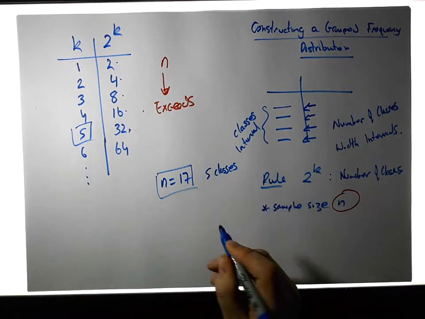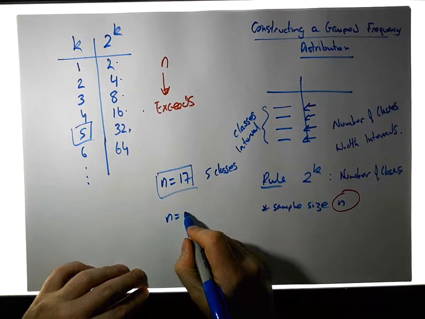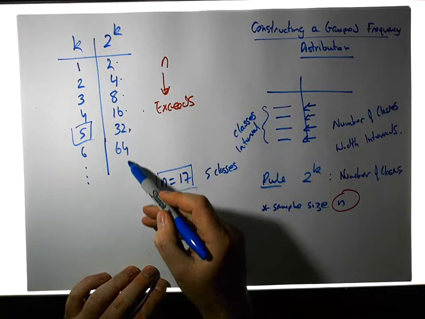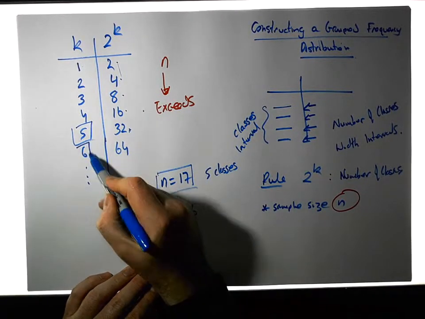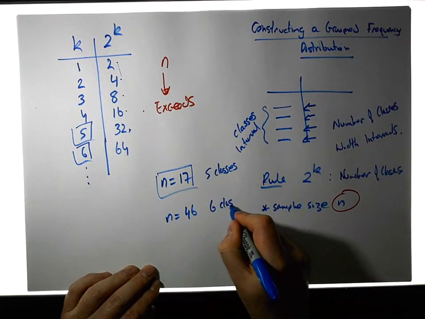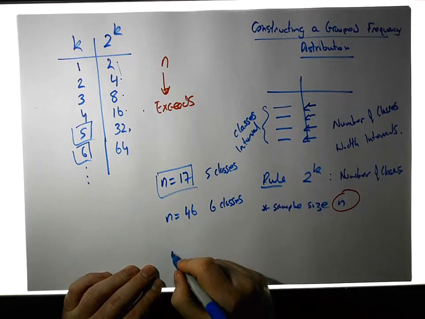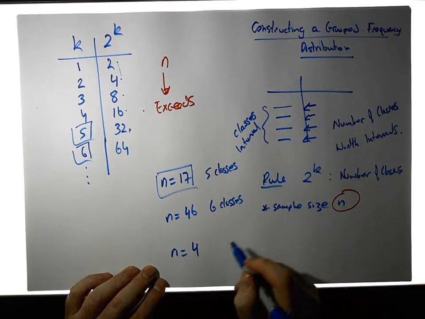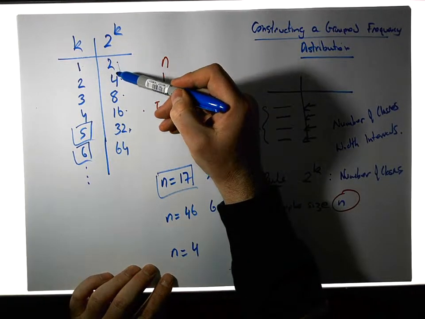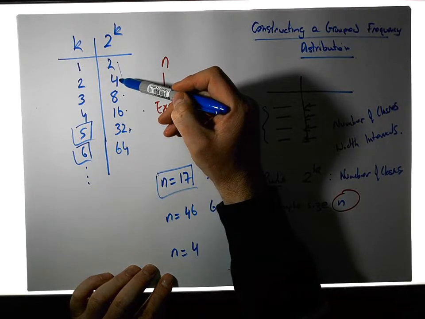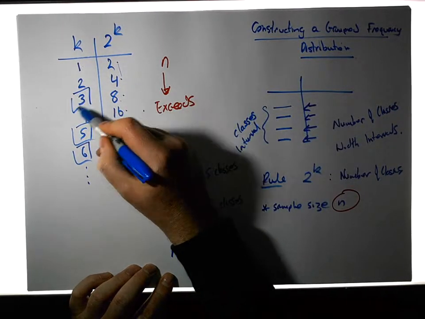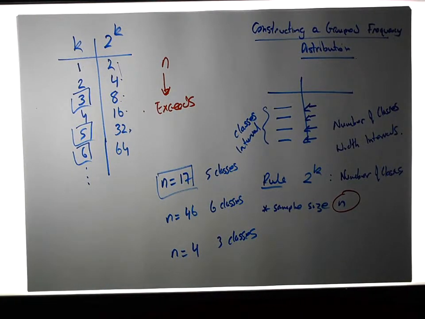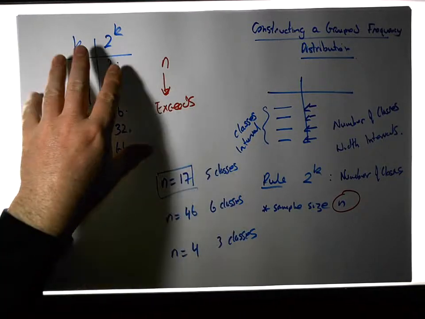If our sample size was 46, the first number here that exceeds 46 is 64. We'd need 6 classes. If our sample size was, let's say, 4, well, the first number to exceed 4, not 2, 4 doesn't exceed 4, 8 does. We'd need 3 classes. Okay, so Harif, hopefully that helps you out. That's how we calculate how many classes we require.